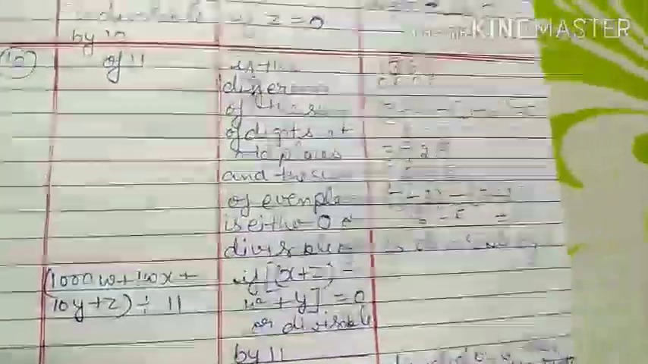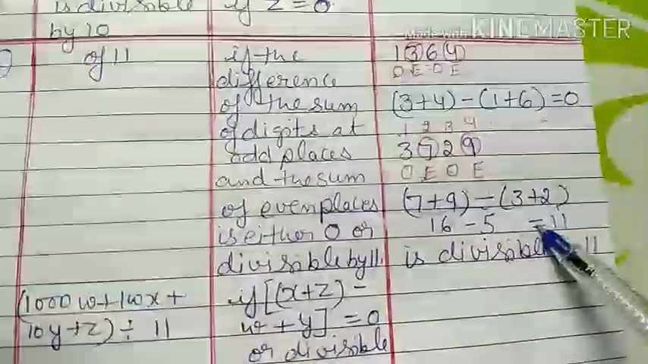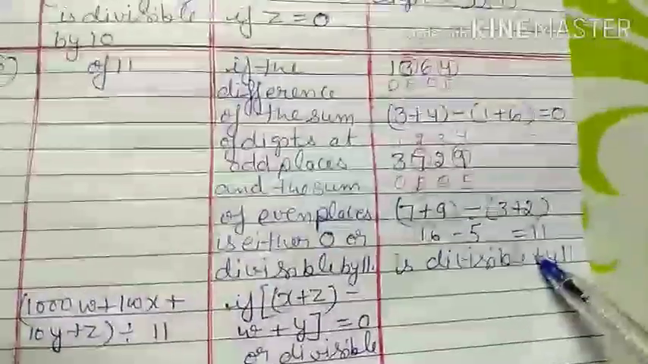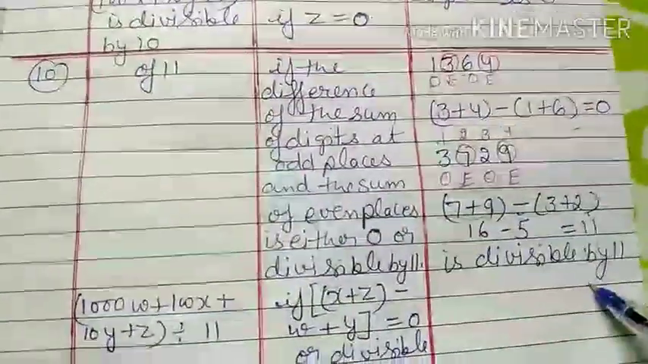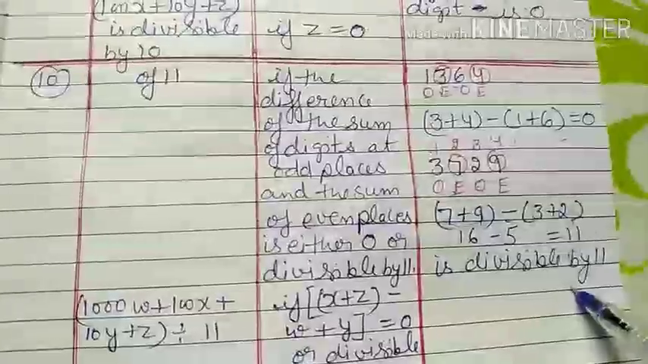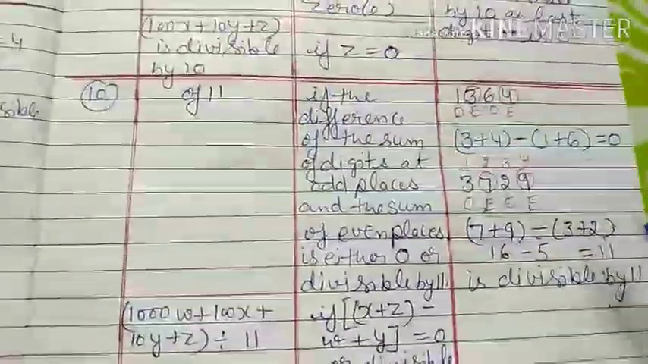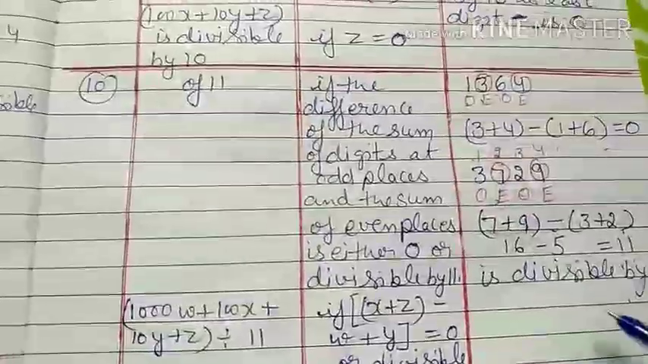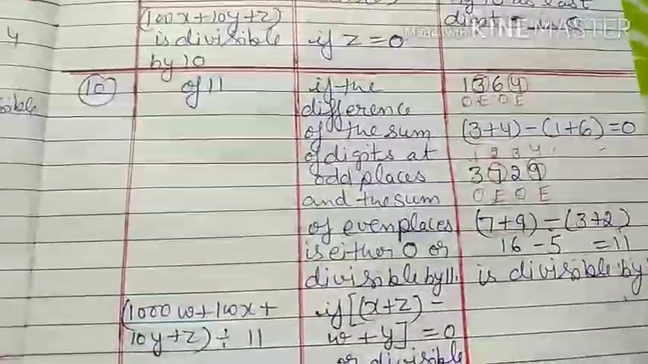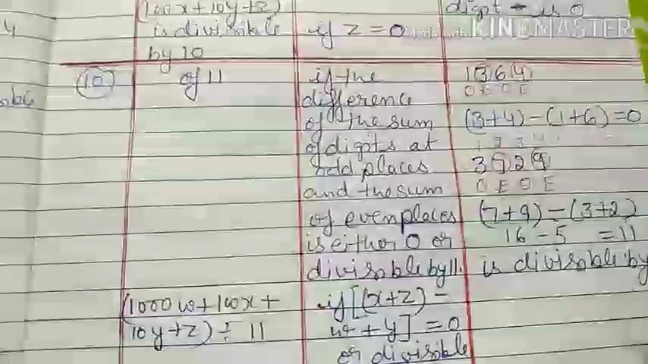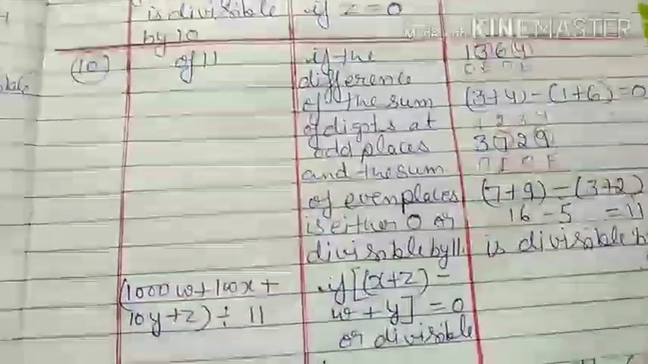If your answer is either 0 or whatever number you get that comes in the 11th table or is divisible by 11 properly, giving remainder 0, then we consider that number divisible by 11, or the test of divisibility of 11 is true for this number.